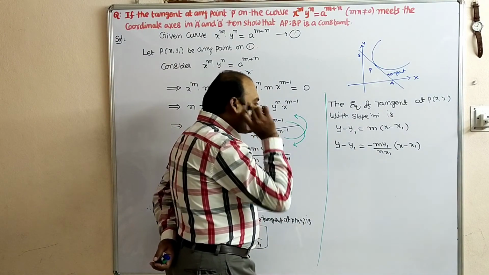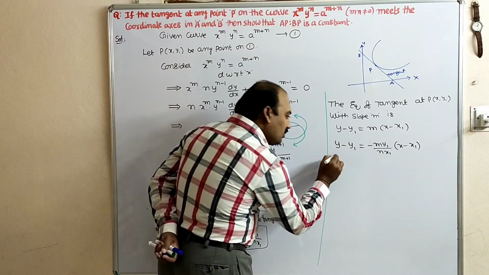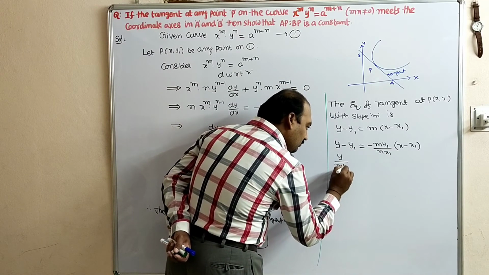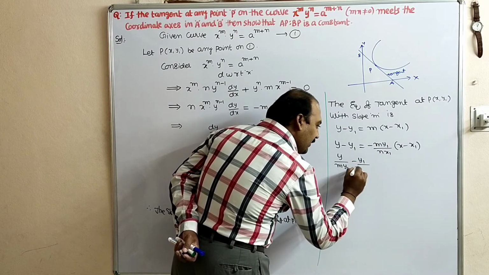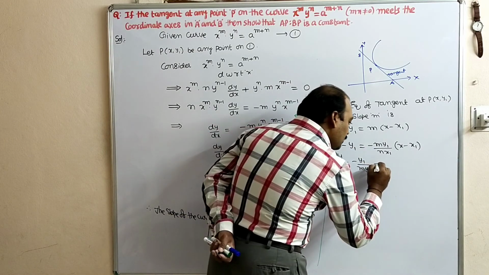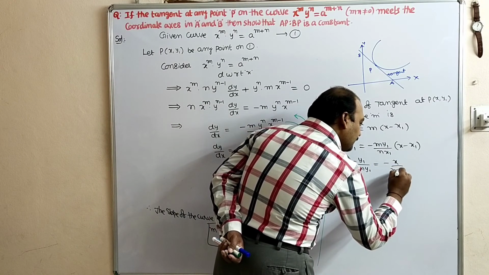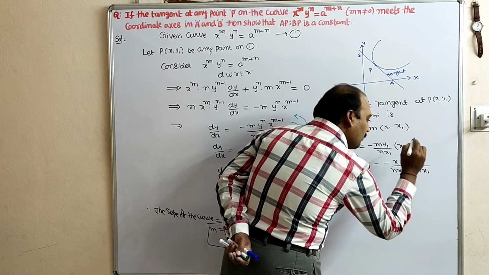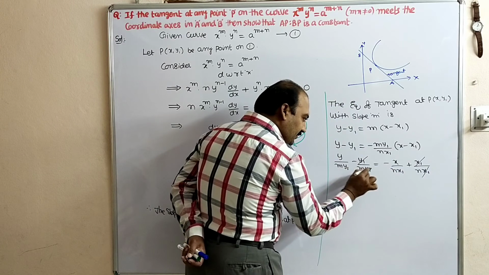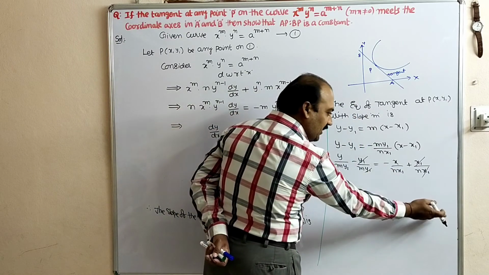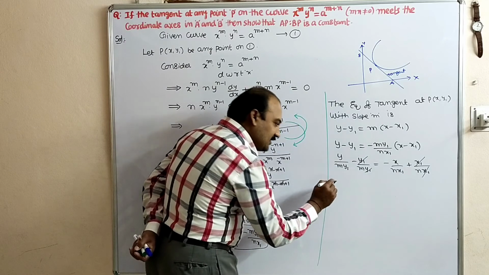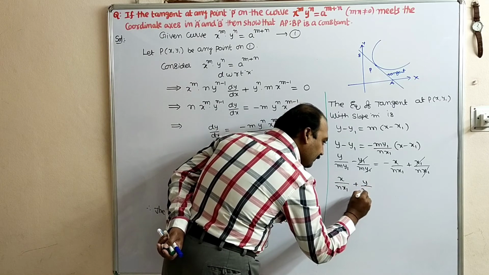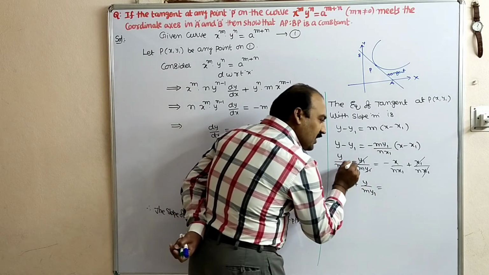So now what I am doing is taking m by 1 this side. So y divided by m by 1 minus y1 divided by m by 1 is equal to minus x divided by nx1 plus x1 divided by nx1. x1 x1 get cancelled, y1 y1 get cancelled. This minus 1 by m we can take this side and minus x by nx1 we can take this side. So x by nx1 plus y by ny1 is equal to minus 1 by m we are taking this side.